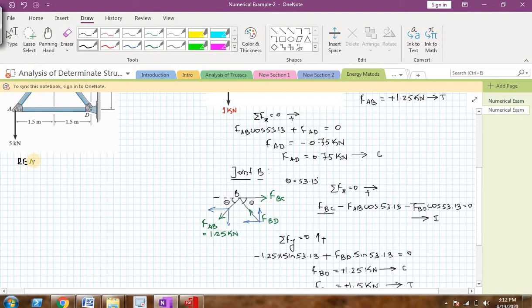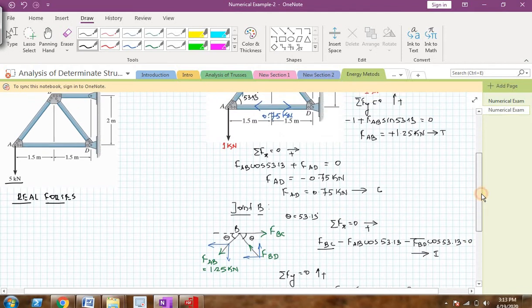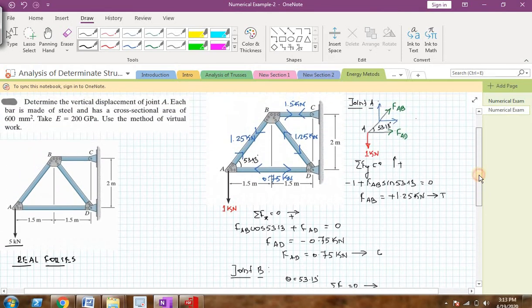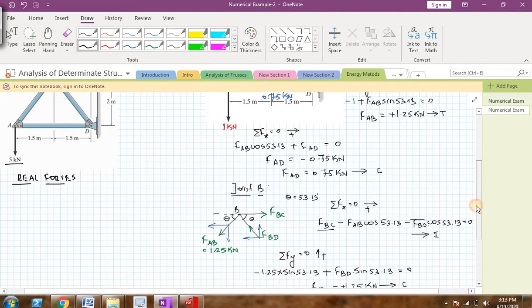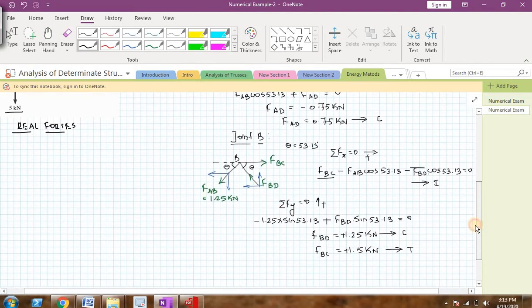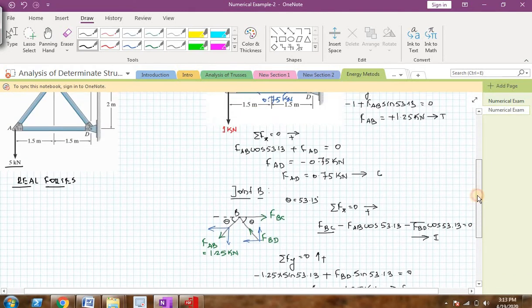Now what do you mean by real forces is, real forces are nothing but the force in the members of the truss because of this actual 5 kilonewtons. Now here once again what you can do, you can take each and every joint and draw the free body diagram and calculate the forces in the members.